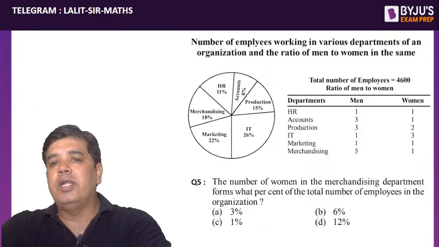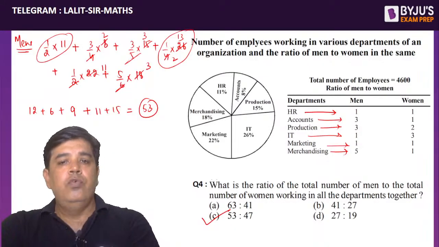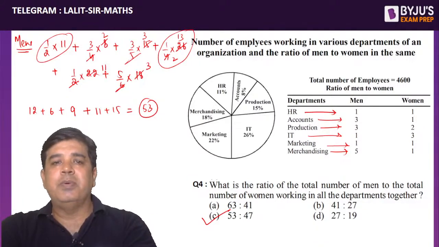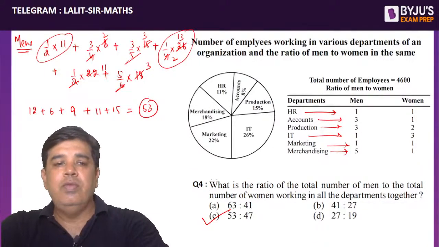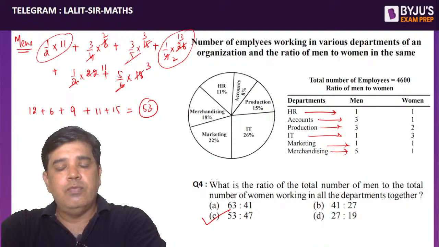No need of calculating the women, right? Because the total percentile is 100. So we can see that roughly it will be 47.